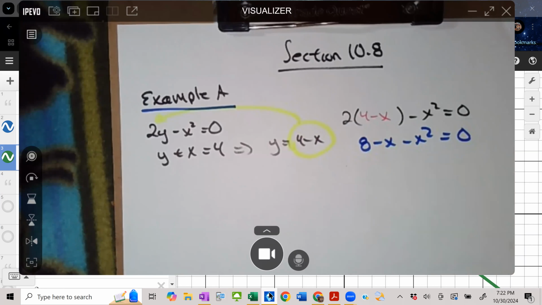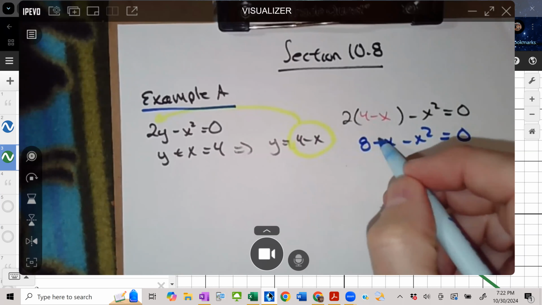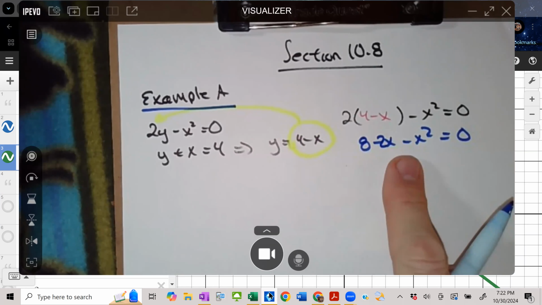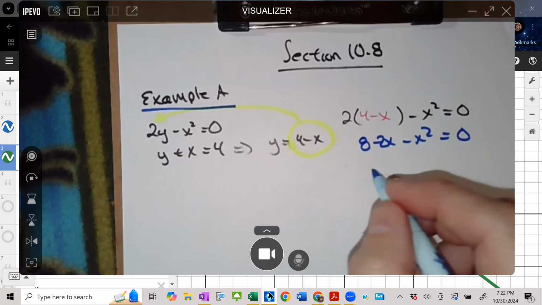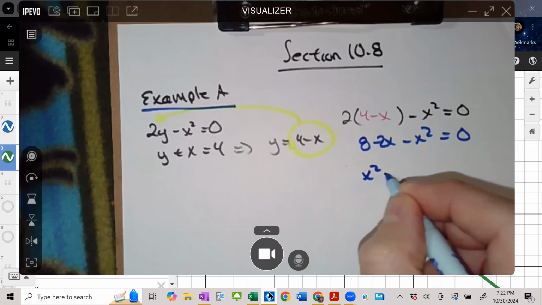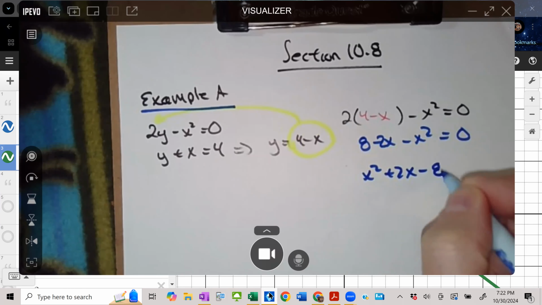Now that looks a little awkward and a little less than fun. Actually, you know what? This should be a 2x there. So in order to make that x squared positive, how about if I move it to the right-hand side, and then move the other terms to the right-hand side as well. Now, when that happens, things change. We change the sign, so we're going to get x squared plus 2x minus 8 equals 0.